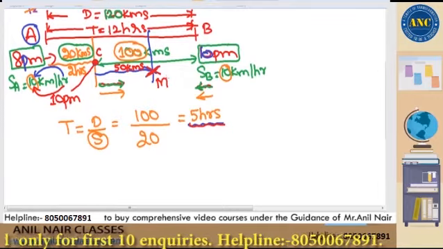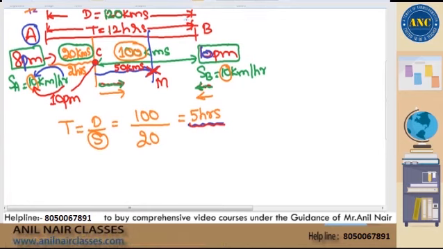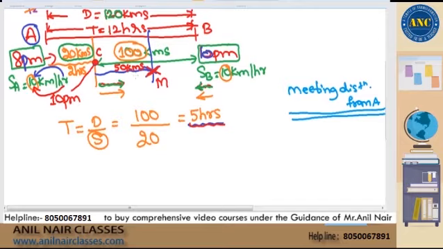Your question is, at what distance from A will they meet, right? At what distance from A will they meet is the question. According to my assumption, meeting distance from A is nothing but this 20 is covered, again 50 is covered, then it is meeting. According to my assumption, meeting distance from A is 70 kilometers.